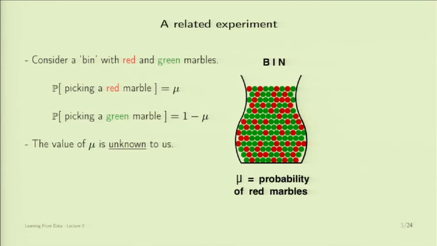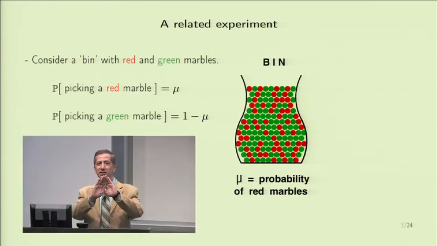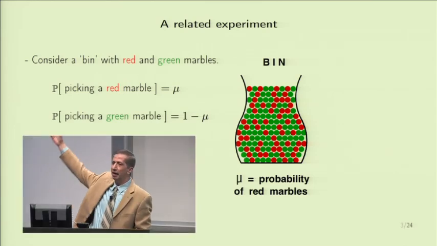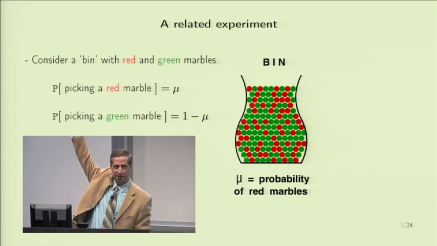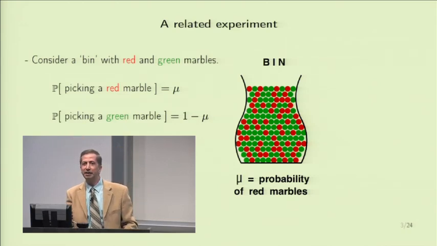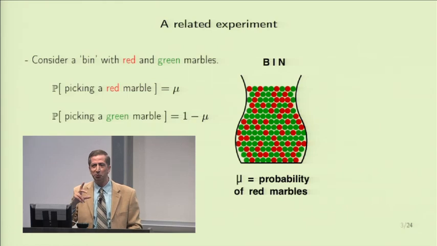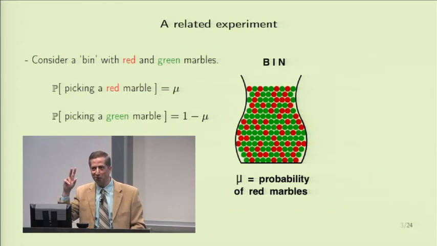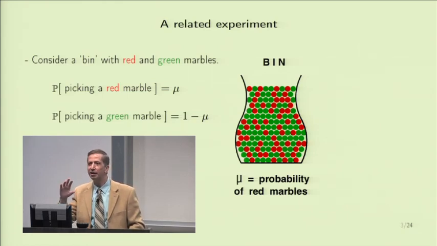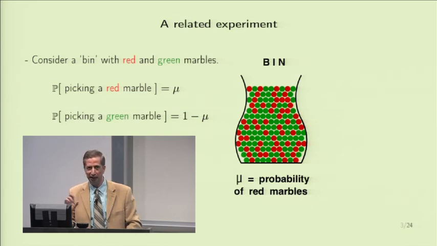Now, the value of mu is unknown to us. So in spite of the fact that you can look at this particular bin and see, okay, there is less red than green, so mu must be small, you don't have that advantage in real life. The bin is opaque, it's sitting there, and I reach for it like this. Now that I declare mu is unknown, you probably see where this is going. Unknown is a famous word from last lecture, and that will be the link to what we have.